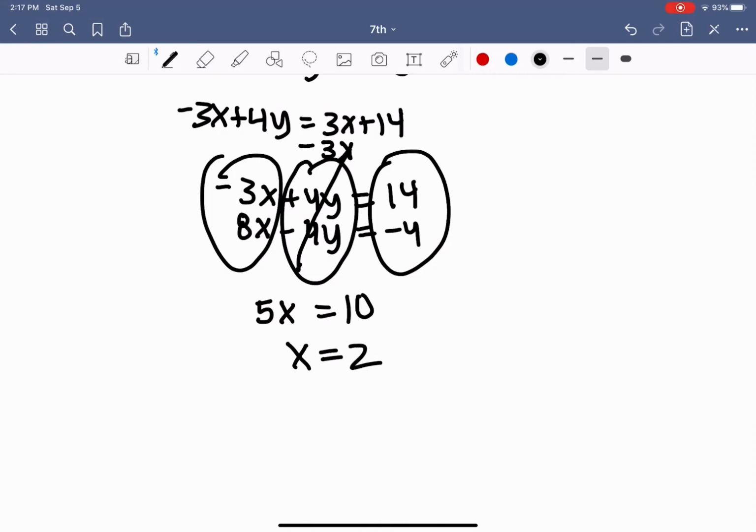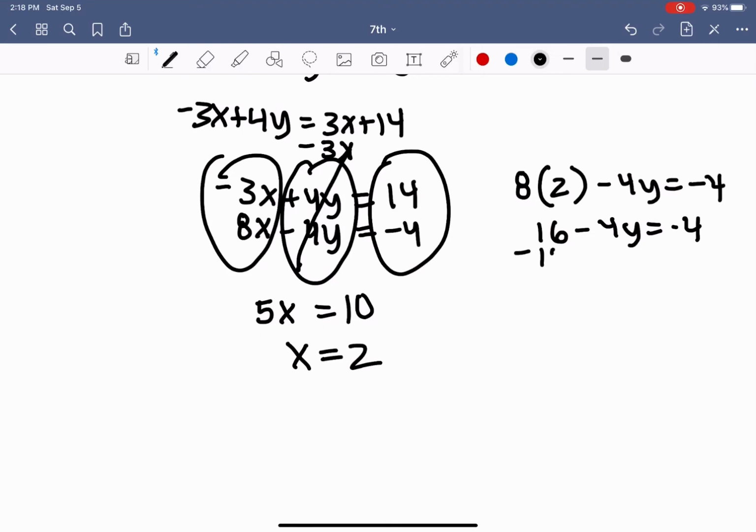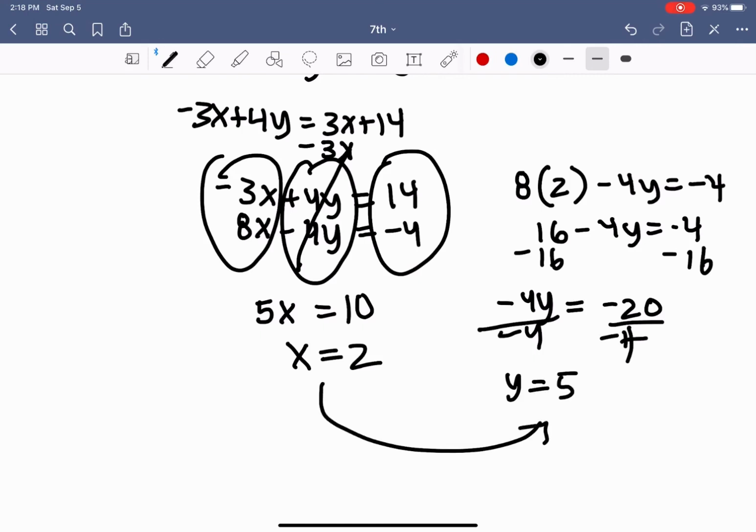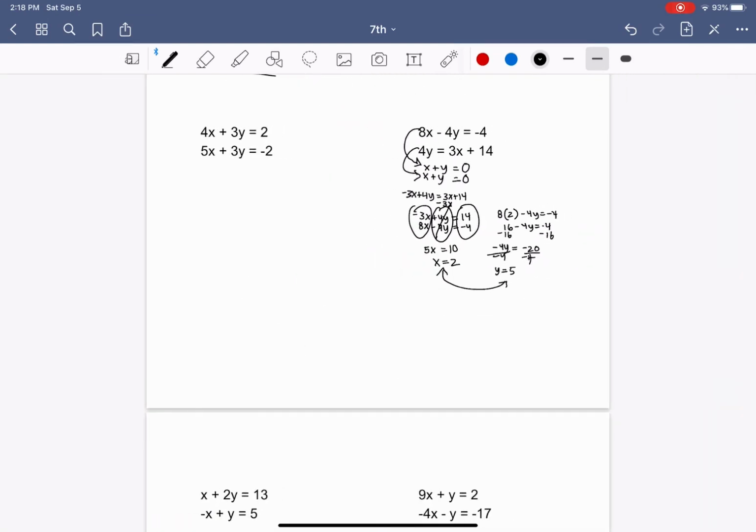And now use one of the equations to solve the value of y. So we can use 2 for x in 8x minus 4y equals negative 4. And so 8 times 2 is 16, minus 4y equals negative 4. Subtract 16 on both sides and you get negative 20 equals negative 4y. And if you divide by negative 4 on both sides, you get y equals 5. So now you found both values, and that's how you would solve the rest of your problems.